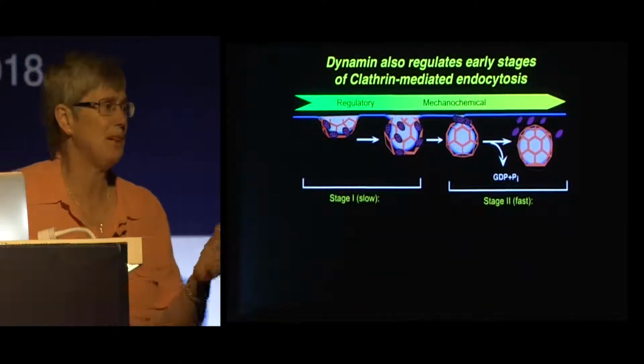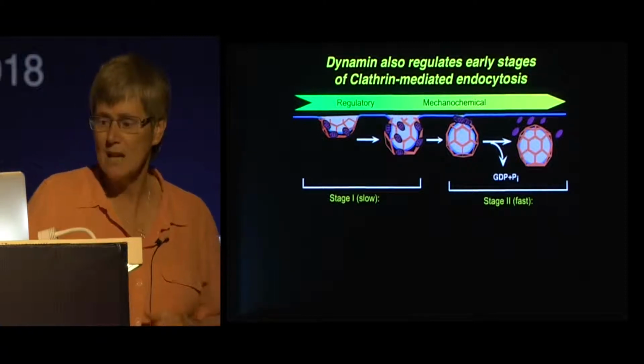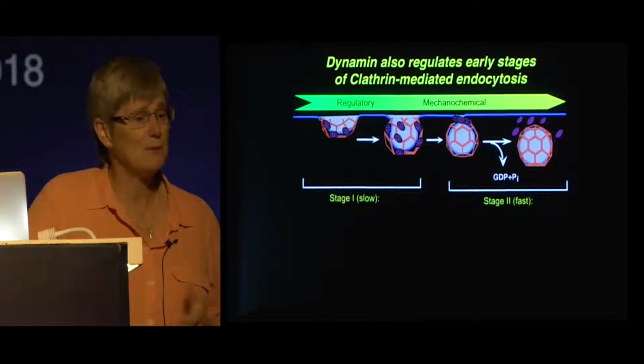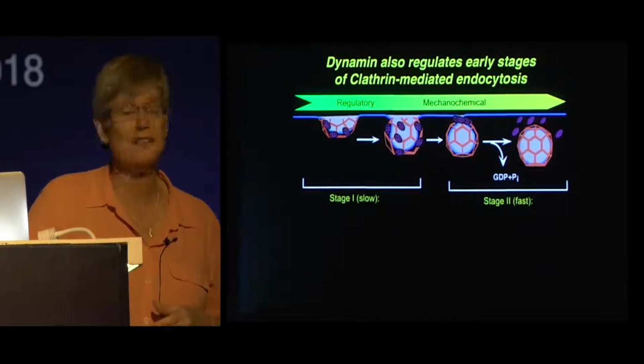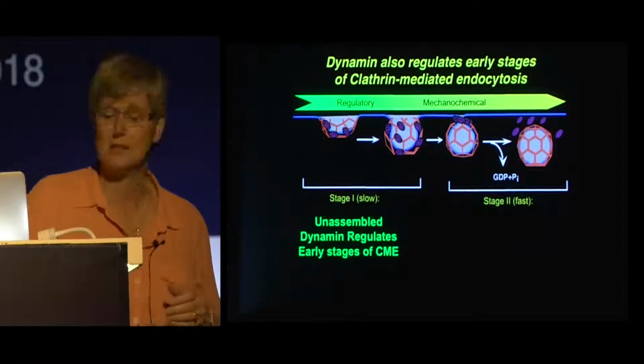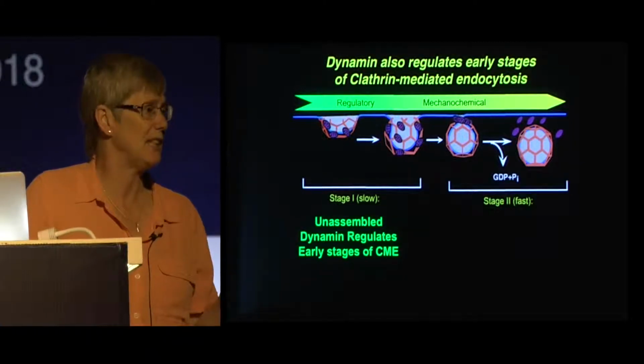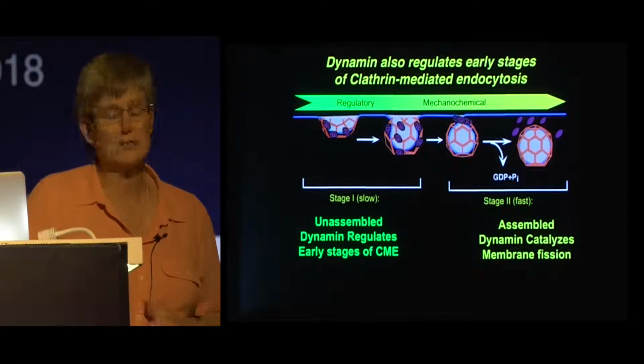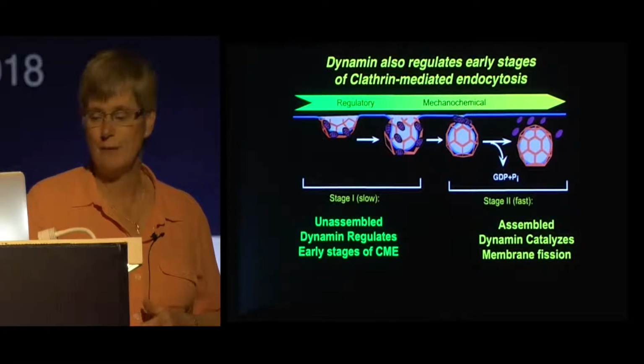So it can't just be a fission machine. So work in my lab over the past about 15 years has revealed that, in fact, dynamin can regulate these early stages of endocytosis in its unassembled state, and then assembles into these collar-like structures to catalyze membrane fission.